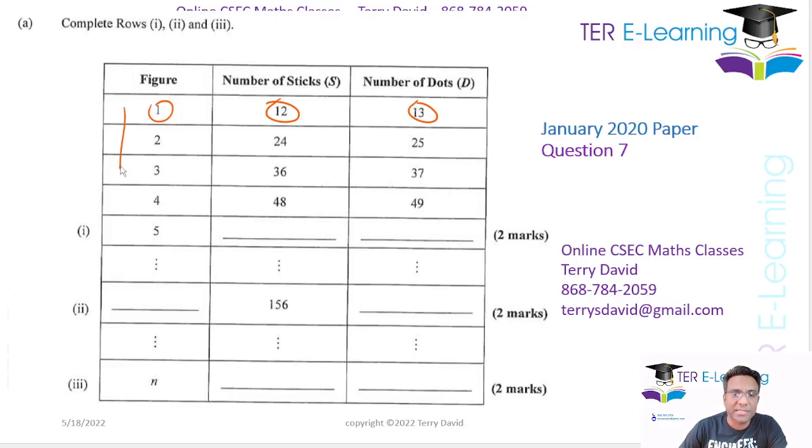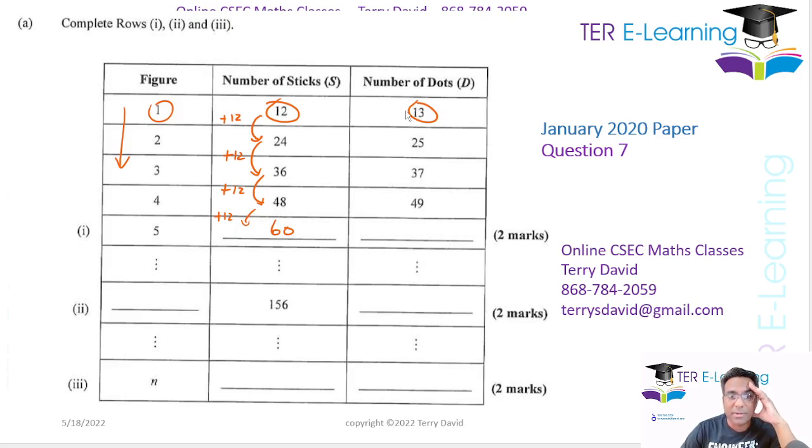So we have an increase in figure number. If you notice something here, when you jump from figure 1 to figure 2, I have added 12 sticks. When I jump from here to here, I am still adding 12 sticks. From here to here, if I add 12 to this, I am getting 48. 36 plus 12 is 48. So if I want to figure out this one here, all I need to do is add 12, and this is going to give me 60.